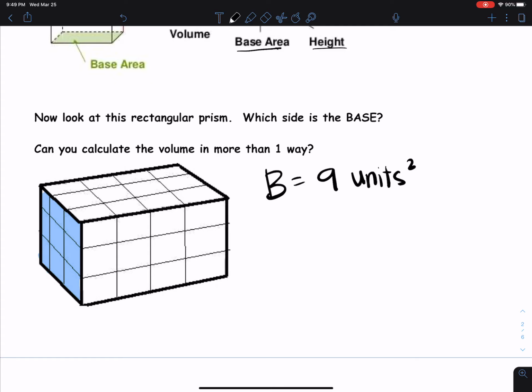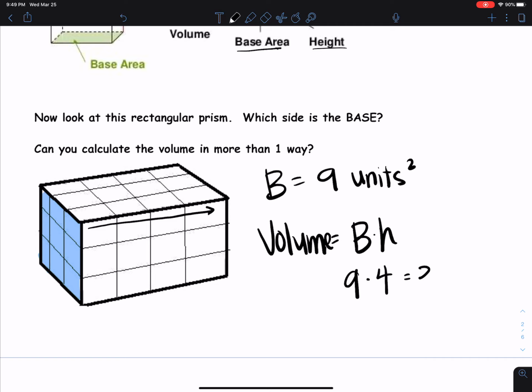So in order to find the volume, we're going to do the area of the base times the height. So we would have 9 times the height, which would be this. So that would be 4 units, which would be 36 units cubed.